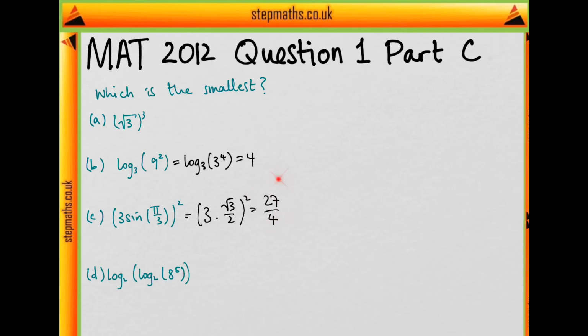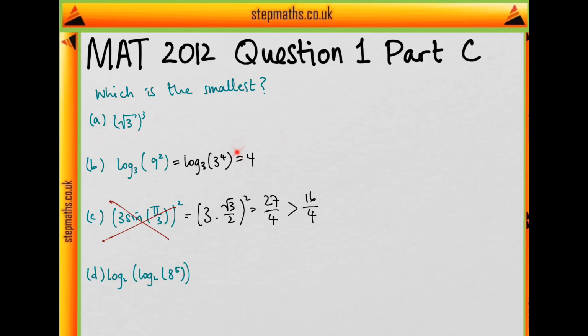So, okay, let's compare these two. Well, we know that 4 is just the same as 16 over 4, right? And we can see immediately that this is smaller than this. So, because this is greater than 16 over 4, we know that this one cannot be the smallest. So we can get rid of C. Okay, so what about the rest of these? Let's look at this one here.